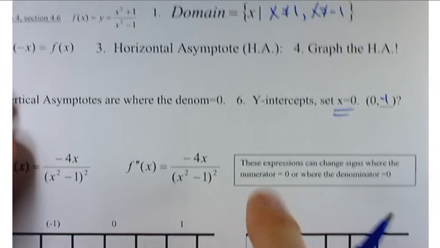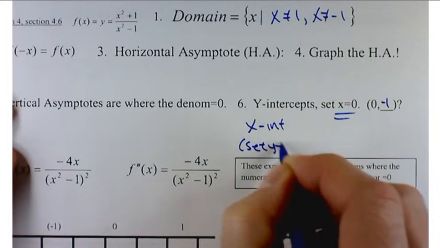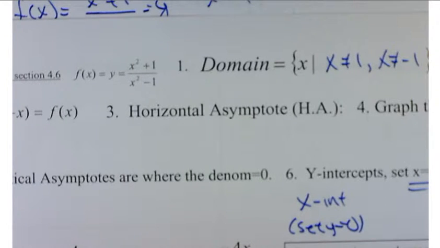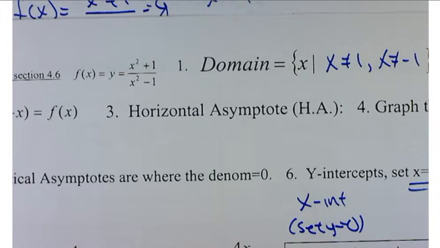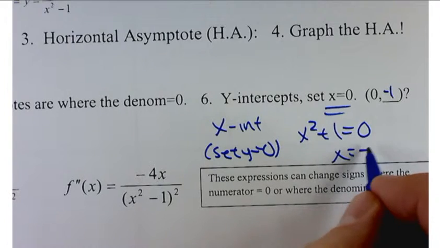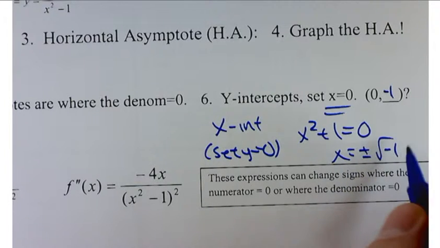To find the x-intercepts, you set y equals 0. With a rational function, this rational function equals 0 where the numerator equals 0. Can the numerator equal 0? Can x squared plus 1 equal 0? No. If you solve it, you get x equals the square root of -1, so it equals 0 only in your imagination, right? Because you get an imaginary number there.